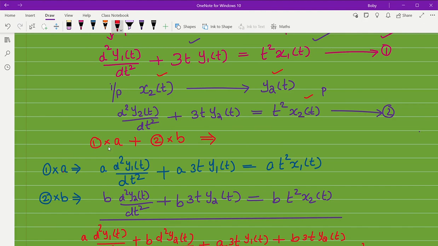A into d square y1 of t divided by dt square plus A into 3t y1 of t is equal to A into t square x1 of t. Before seeing the sum, multiply equation number 2 by b throughout: the first term by b, the second term by b, the third term by b. So that becomes b d square y2 of t divided by dt square plus b 3t y2 of t is equal to b t square x2 of t.